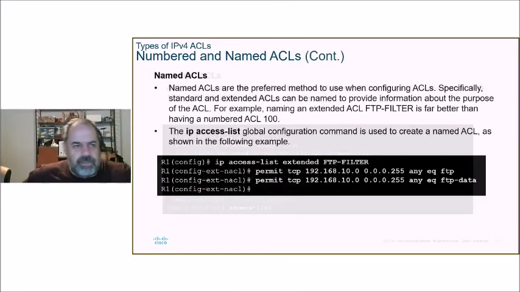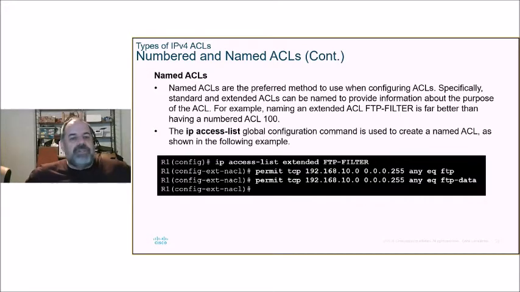But we will talk about this slide. Naming the ACLs is the preferred method to use when configuring ACLs. Specifically, standard and extended ACLs can be named to provide information about the purpose of the ACL. For example, you may use an extended ACL called FTP filter. So that actually describes what the point of it is. And so it's far better than ACL 100. That is just a number, not very explanatory.